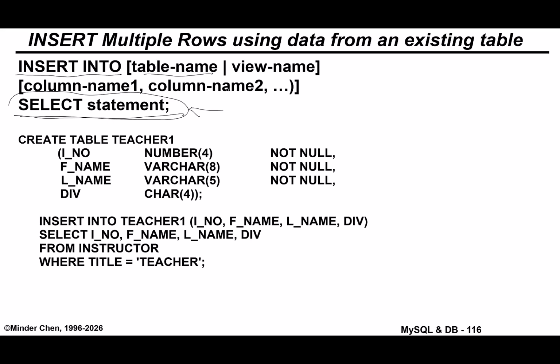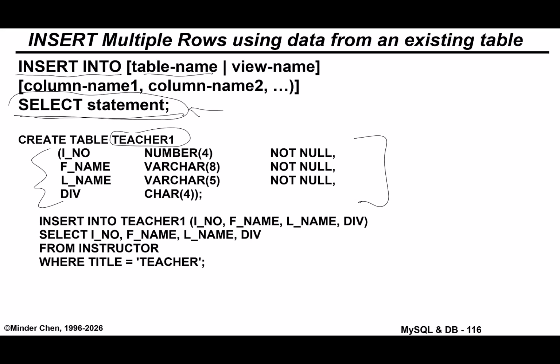Let's use an example which makes it easier to explain. Let's assume we create a new table called teacher1, for which we need the following 4 columns: instructor number, first name, last name, and division, without the salary. And sometimes this teacher1 is almost equivalent to the instructor table without a salary and a few other columns.